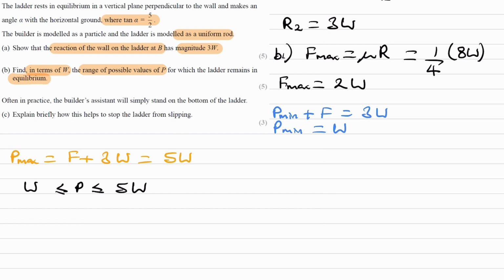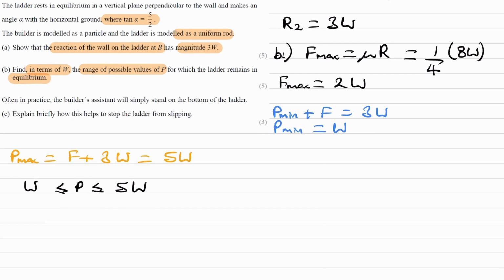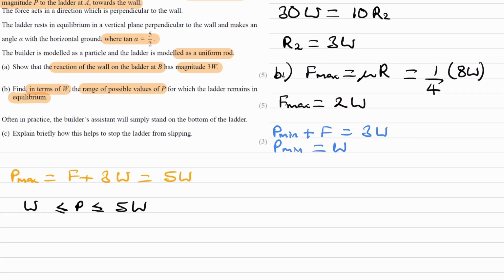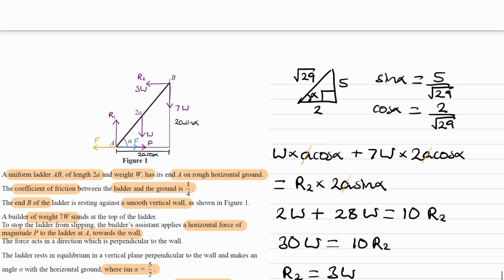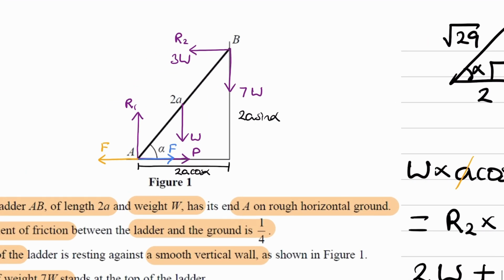And then finally for part C. Often in practice, the builder's assistant will simply stand on the bottom of the ladder. Explain briefly how this helps to stop the ladder from slipping. Okay, so going back to our force diagram. If the builder's assistant is standing on point A, they're no longer pushing towards the right, so P no longer exists. If they're standing at point A, that increases the downward force on the ladder.